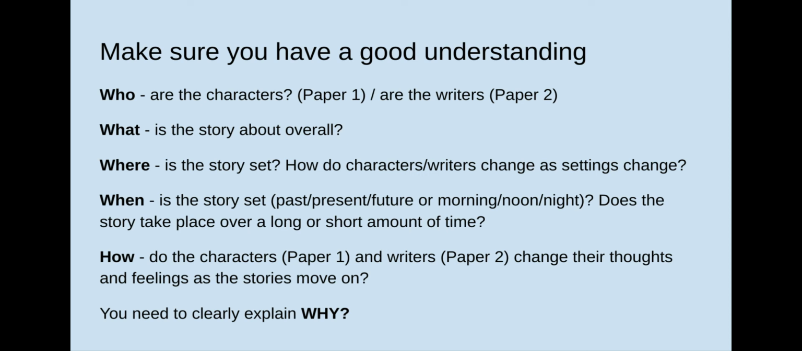So make sure you have a good understanding of the story that you've read. I would always recommend summing it up with these key points: who, what, where, when, and how. That way you've summed up the story, you've got a good sense of the foundational quality to the story: who the characters are, or the writers in paper 2, what the story is about overall, where it is set, and how the people change in the story depending on whether they're inside, outside, on a mountain or in a cafe. Depends where they are. It will illustrate if they're happy or sad or tense or not.